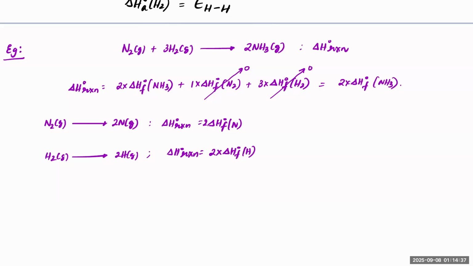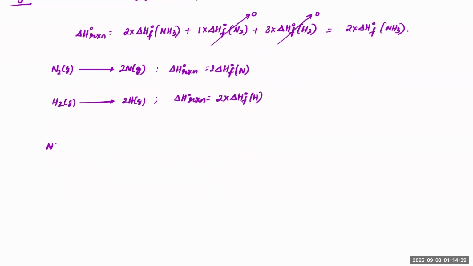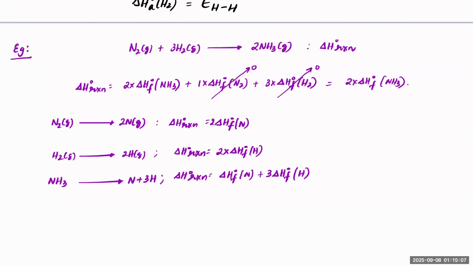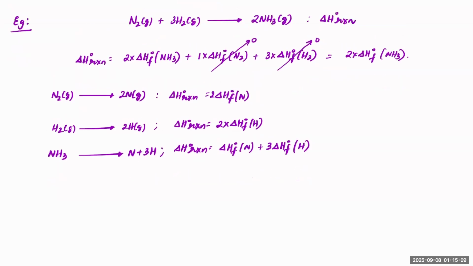Similarly, if I write NH3 as N plus 3H, then also delta H of the reaction is equal to delta H of formation of nitrogen plus 3 times delta H of formation of hydrogen. This is another way we can write. Clear? So far, I'm just sticking to the definition we have learned. Correct.